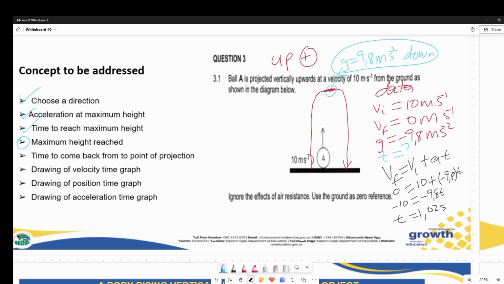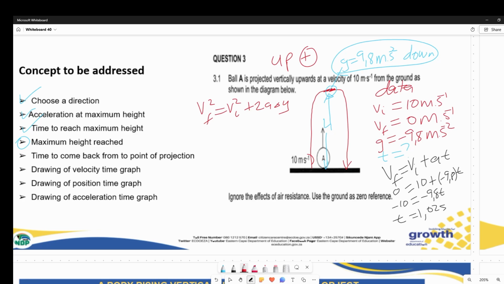Then now let's go to the maximum height reached by the object. That means now we want the height that is reached by our object here. So if we want the height, now we have the sufficient information. We can calculate the delta y using the equation V final squared equals V initial squared plus 2a delta y. You can calculate that one because you have the velocities and you also have the acceleration, okay?